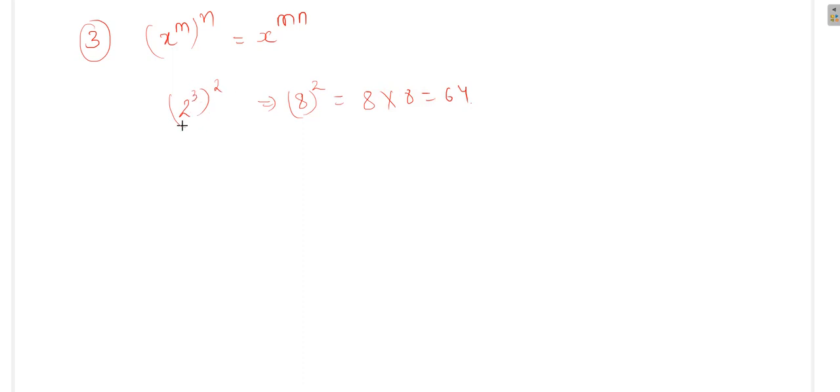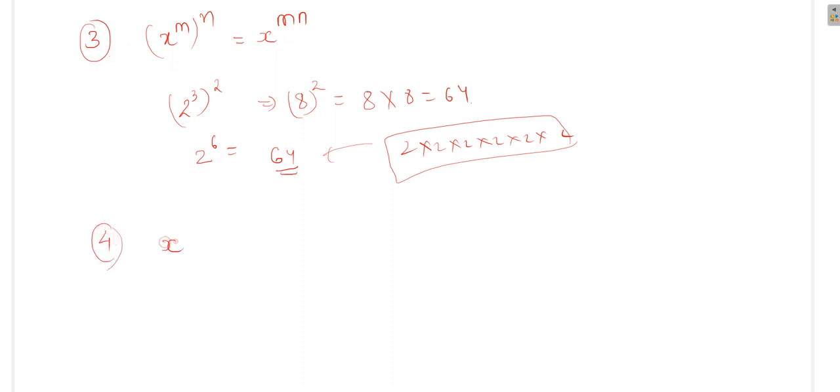So if I multiply it the other way, 2 power 3 to the 2 is 2 power 6, and 2 power 6, if you calculate, is 2 into 2 into 2 into 2 into 2 into 2. If I multiply 6 twos, I get 64. So this is the third property which can be implemented. Moving on to the fourth property, that is x power 0. Anything whose power is 0 will be equal to 1.